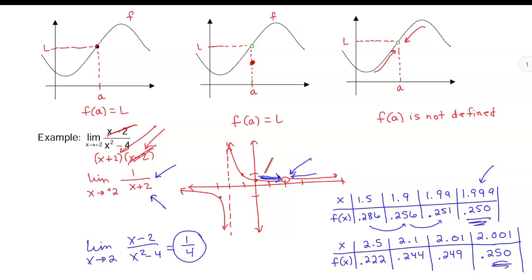What if the limit was to -2 instead? Look at your left-hand limit. As we approach -2 from the left, we're headed toward -infinity. As you approach -2 from the right, we're headed toward +infinity. They're not headed to the same value. So the limit as x approaches -2 of x minus 2 over x squared minus 4 does not exist. They both need to be approaching the same value.